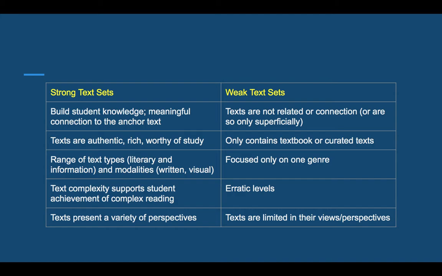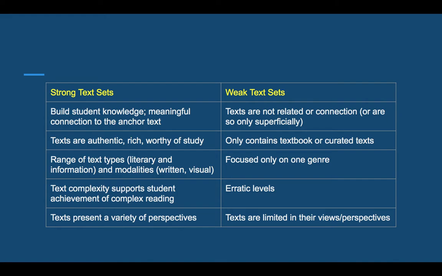A strong text set has a range of text types. They're literary, informational, all kinds of genres, and they have different modalities, written and visual, whereas a weak text set really only focuses on one genre, maybe only one modality. A strong text set is complex and supports students' achievement of really complex reading. It's really about developing their critical reading skills.